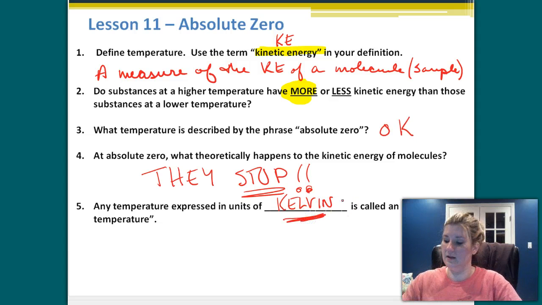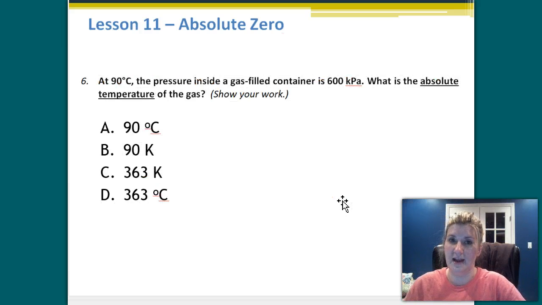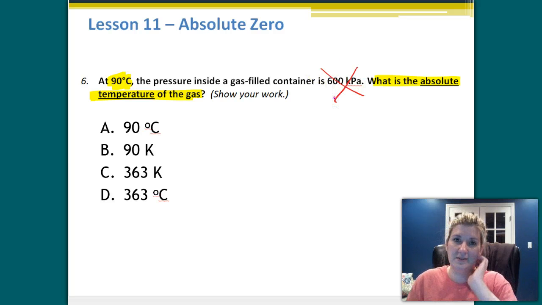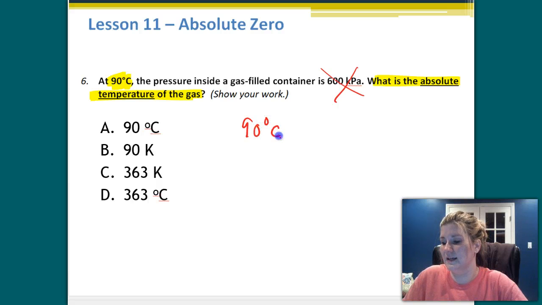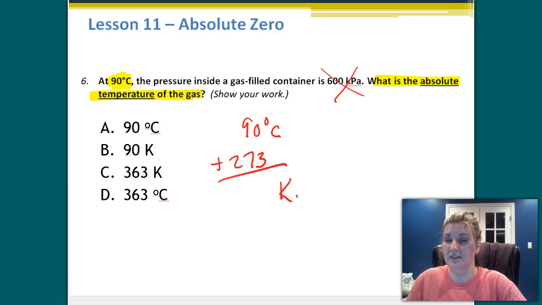Okay? So if you're asked, please convert this temperature. Oh, we might have one of these examples here. It says, for example, at 90 degrees C, the pressure inside a gas-filled container is 600 kilopascals. What is the absolute temperature of the gas? I would say pressure doesn't matter much here. That's just thrown in there to trick you. Absolute temperature means you are taking that 90 degrees C, adding 273 to it to solve for your Kelvin temperature.